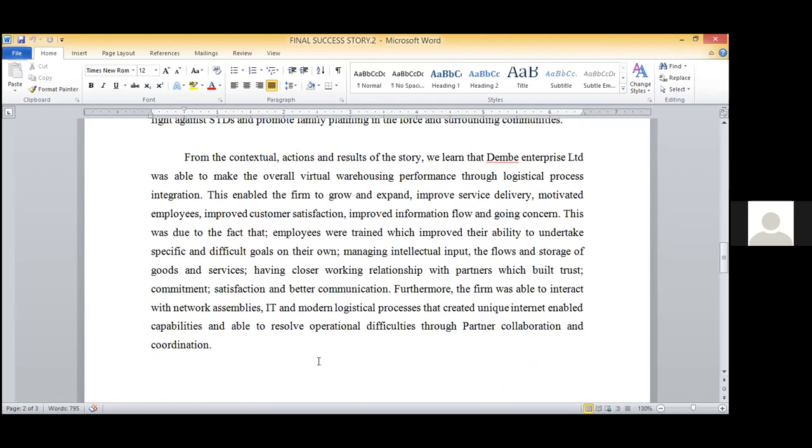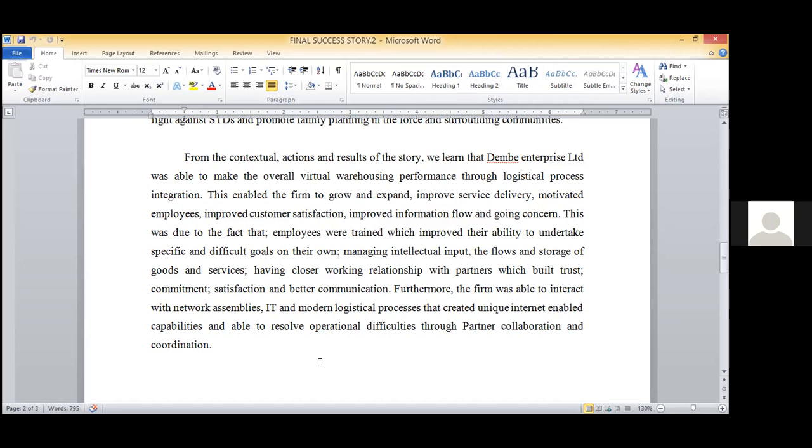From the contextual actions and results of the story, we learned that Dembe Enterprise Limited was able to improve overall virtual warehousing performance through logistical process integration. This enabled the firm to grow and expand, improving service delivery, motivating the employees, improving customer satisfaction, improving information flow, and going concern. This was due to the fact that employees were trained, which improved their ability to undertake specific and difficult goals on their own, managing intellectual input, the flows and storage of goods and services.